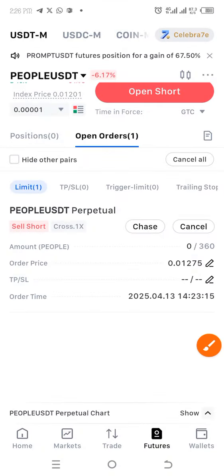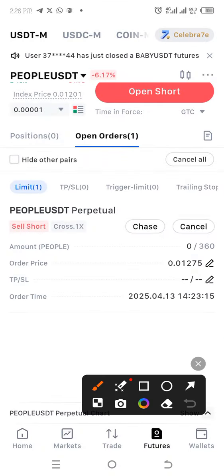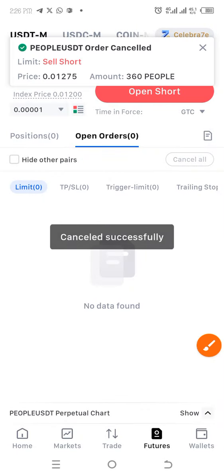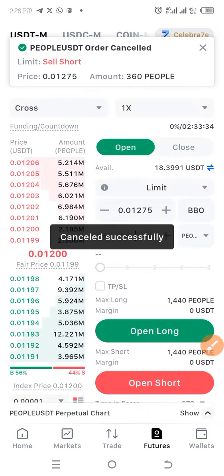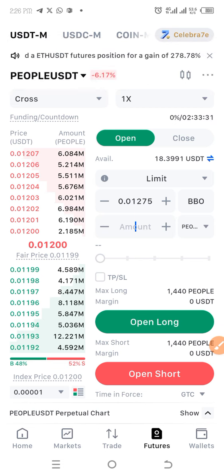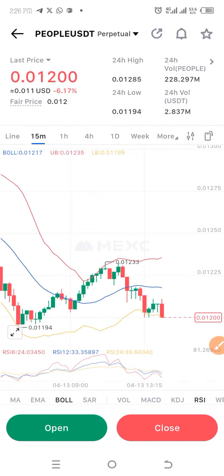Now let's assume I am in profit and I want to close the trade. There will be a trade here. Okay, I'll place a live trade now. So let me cancel this. Now I have cancelled this. Let's assume this is it. Now let me check the candle and see what the market is doing.